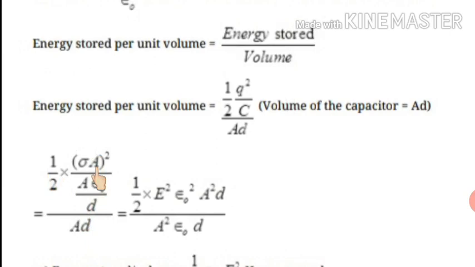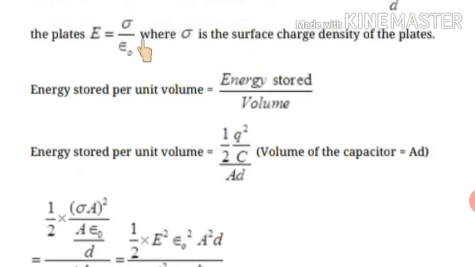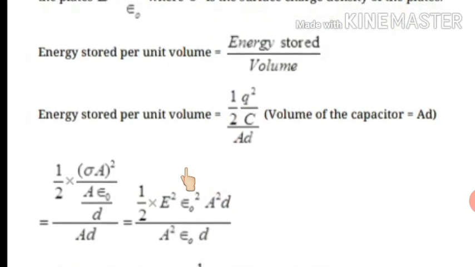I think this is clear. Now one more thing, just pay attention. What is E? E is sigma upon epsilon naught. So in place of sigma upon epsilon naught, what is written? E square. We have multiplied and divided by epsilon naught just to make it a square. So in place of sigma upon epsilon naught, it is written E. So finally what we'll have is half E square epsilon naught, A square D upon A square epsilon naught upon D into D, sorry.